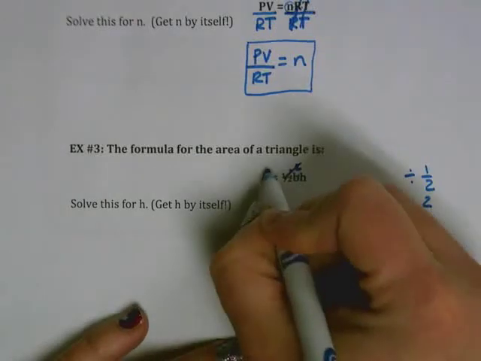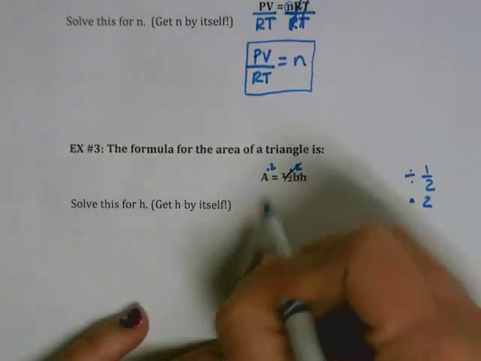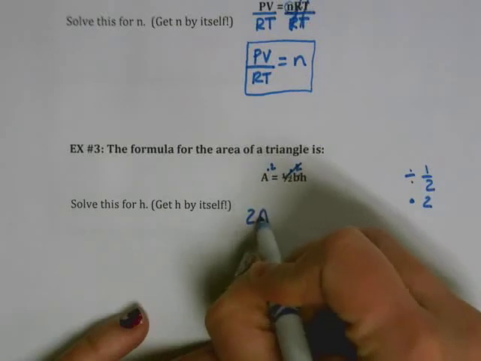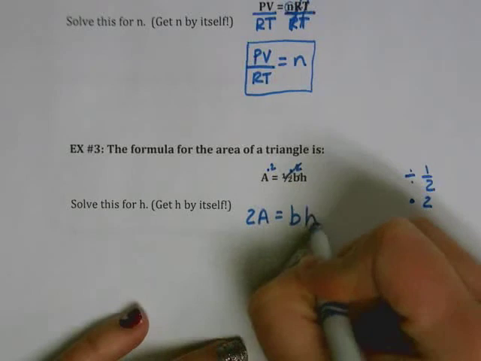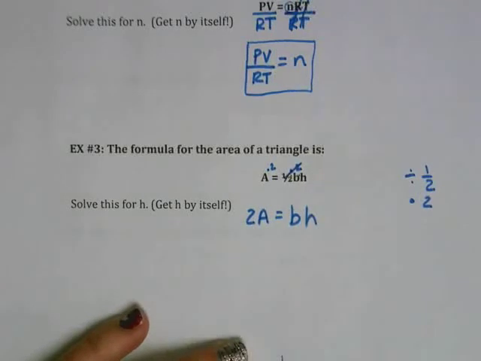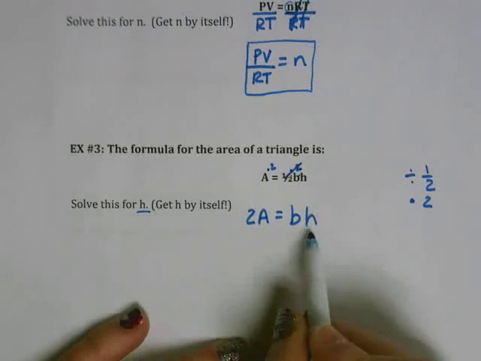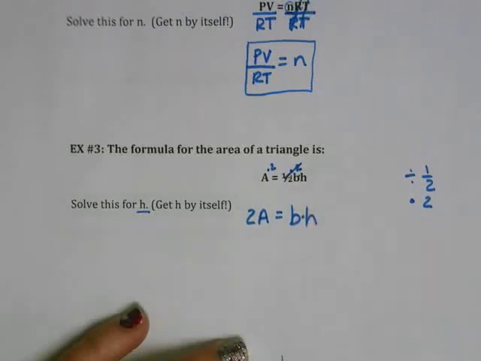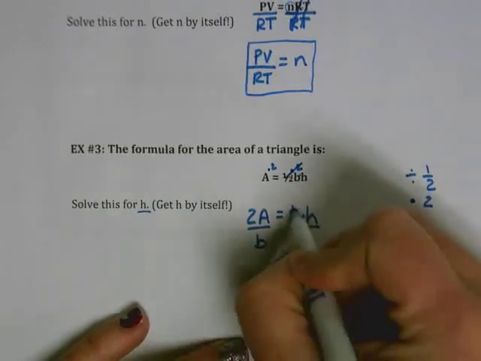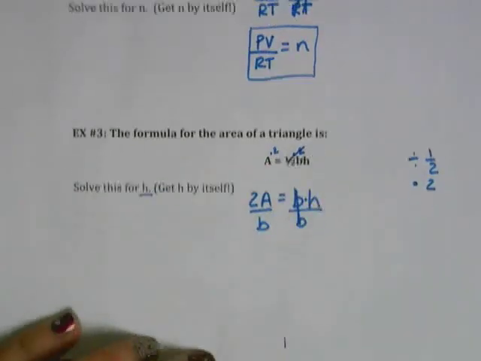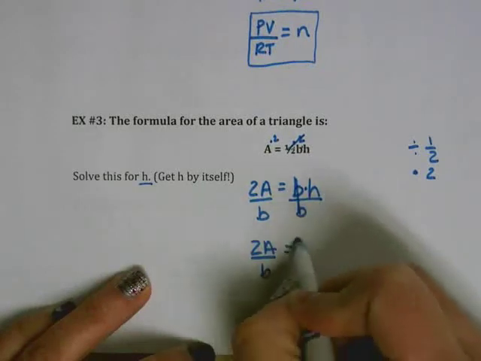Whatever I do on one side, I do on the other. So I'm going to multiply that side by 2. And if I bring that down, now I have 2 times a over here, or a times 2, equals, and now I just have my b and my h, b times h. So what was my goal? I'm trying to solve for h, to get the h by itself. So let's get rid of this b times, and let's divide both sides by b. That b divided by that b goes away, and you end up with 2a divided by b equals h.